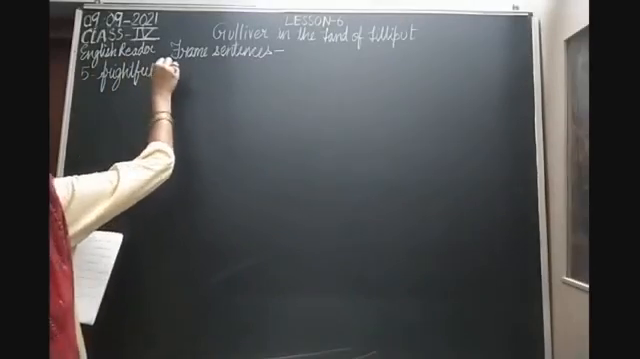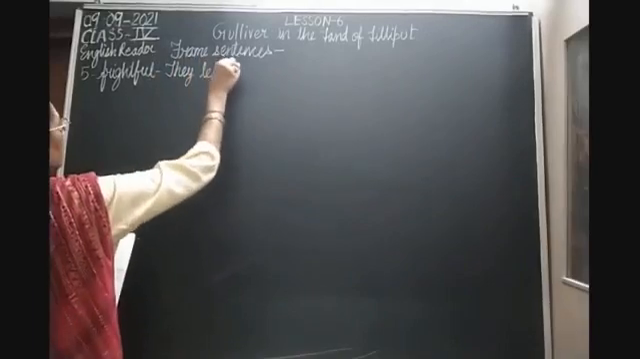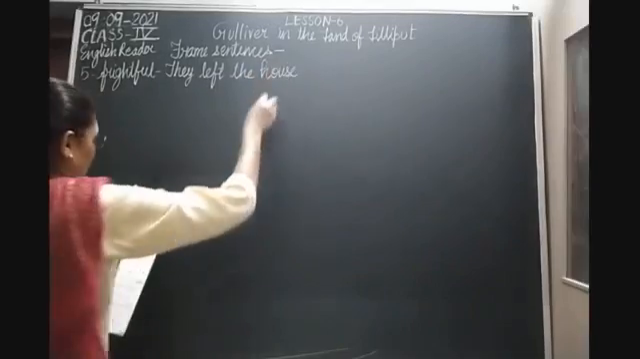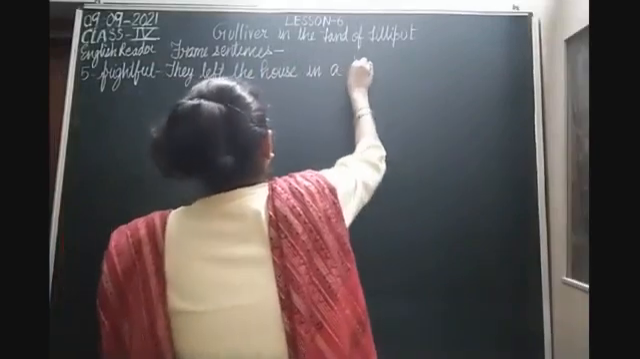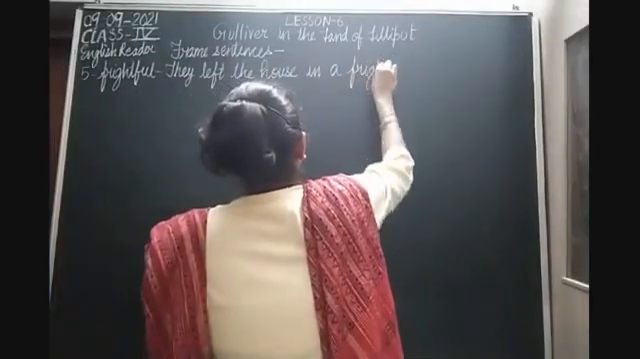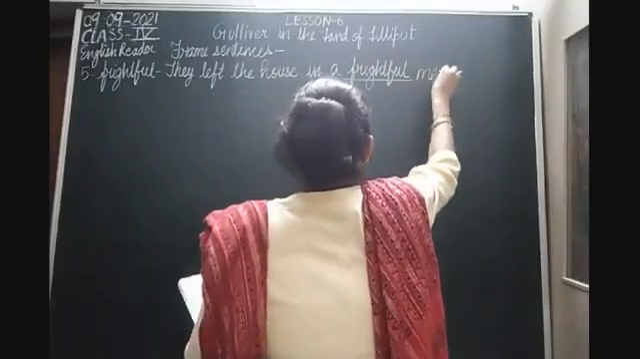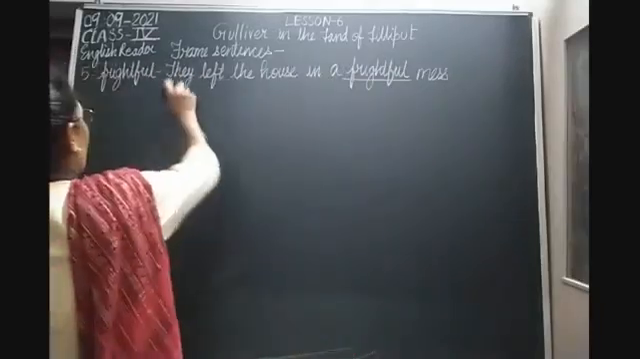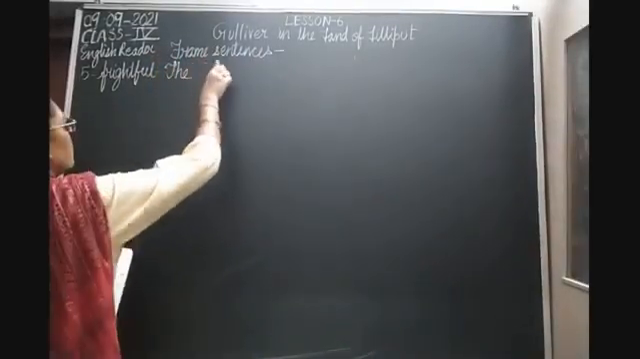They left the house in a frightful mess. Or you can also write in place of "they", आप robbers भी. Last time I think I had written robbers. That is also correct. You can write the robbers also so that you won't get confused.